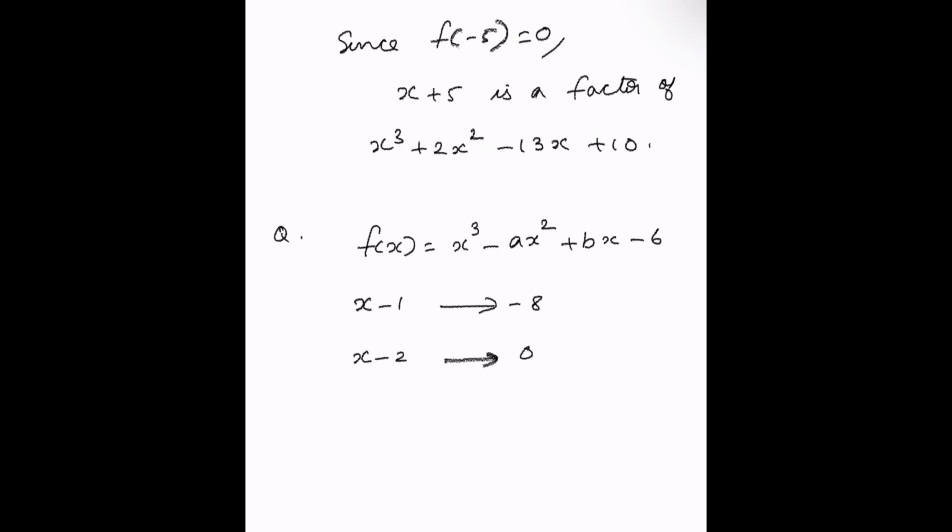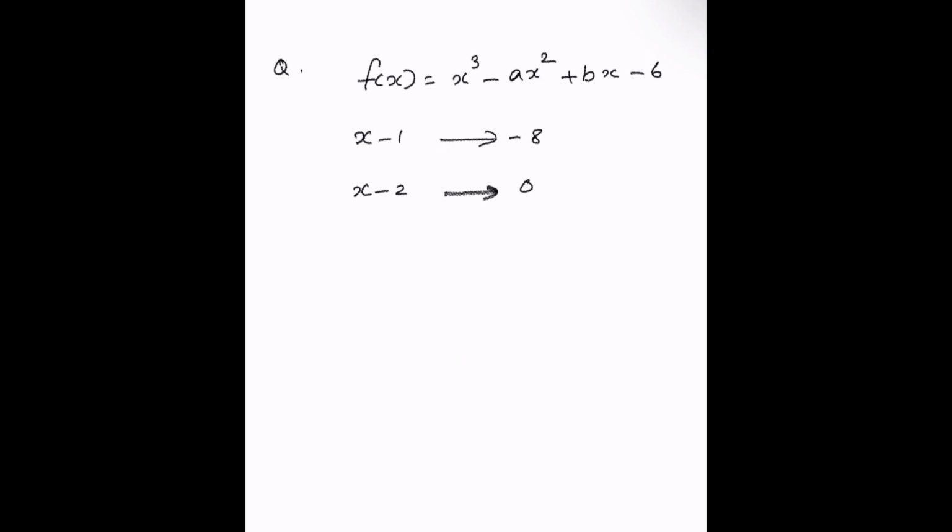So information is this. Polynomial is given to you. You need to calculate the value of a and b. When this polynomial is divided by x minus 1, remainder is negative 8. When the polynomial is divided by x minus 2, x minus 2 is a factor, so when you divide, the remainder is 0. Calculate the value of a and b.